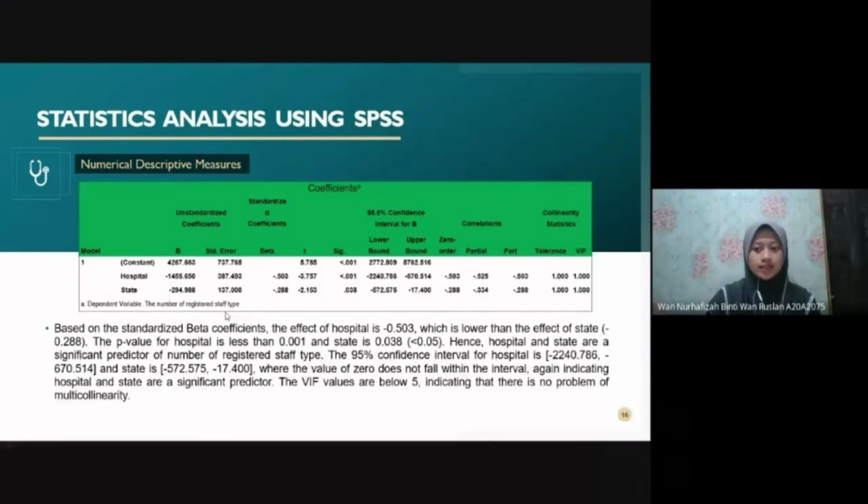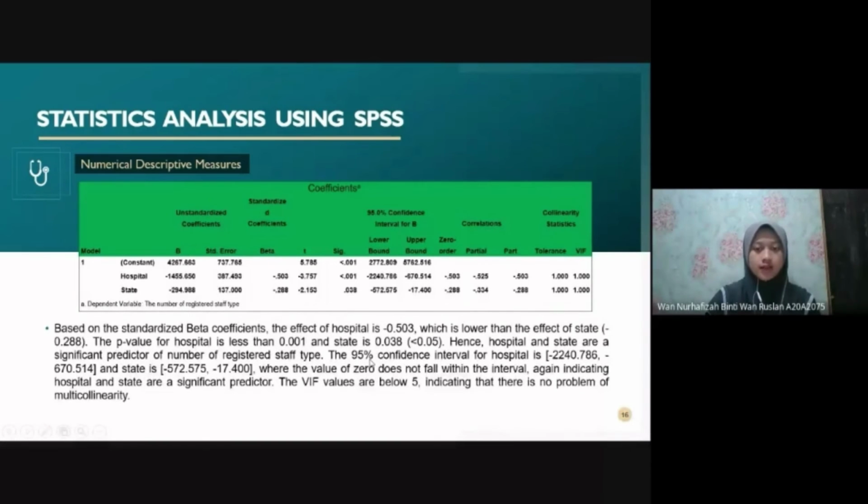which is lower than the effect of state, negative 0.288. The p-value for hospital is less than 0.001 and state is 0.038, less than 0.05. Hence, hospital and state are significant predictors of number of registered staff types.